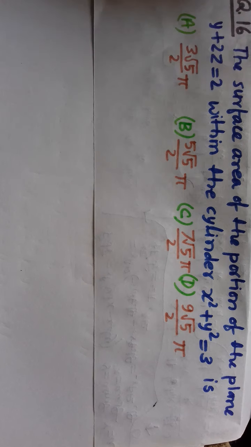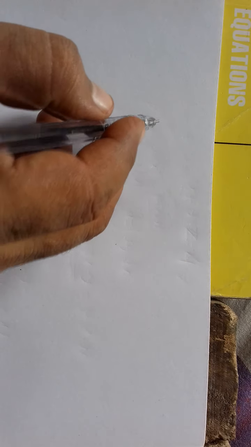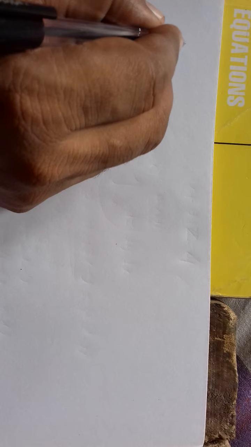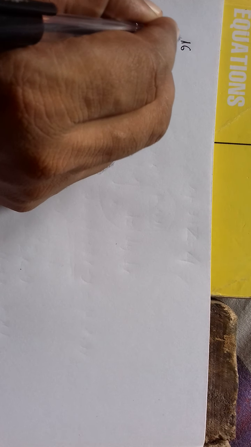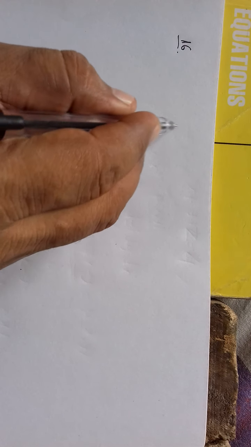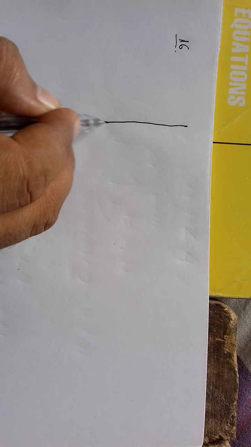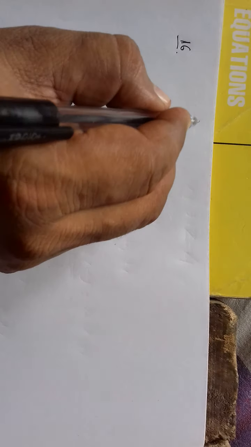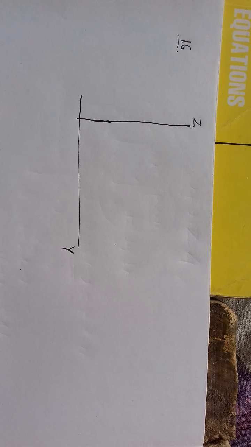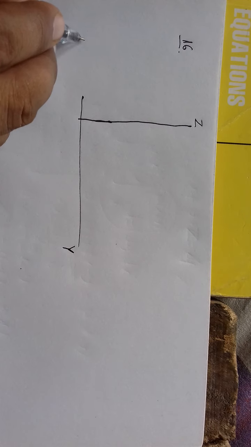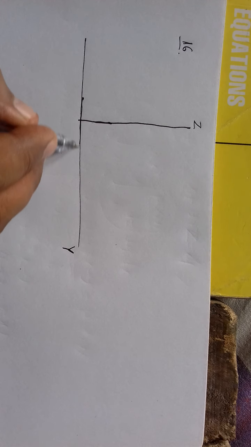Here is the question. According to the question, we draw the graph. Question number 16. First draw the ZY plane. You see the plane, and now the cylinder.